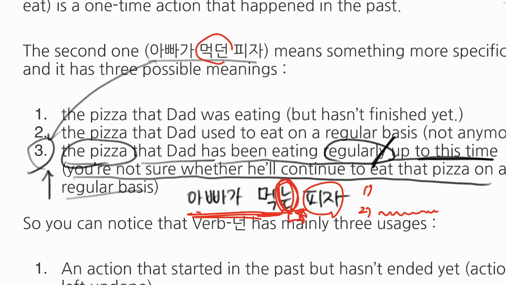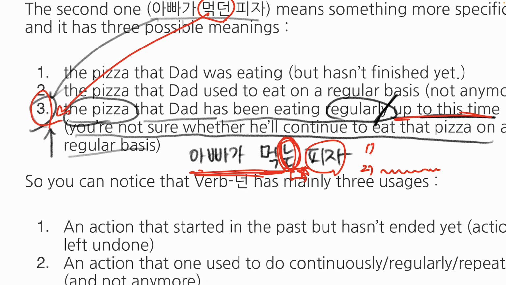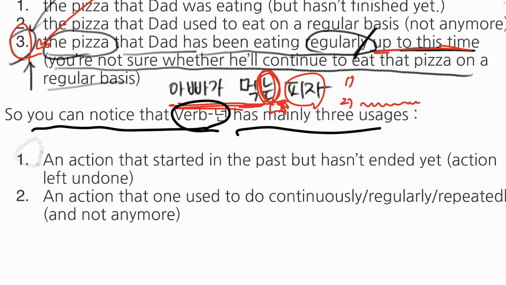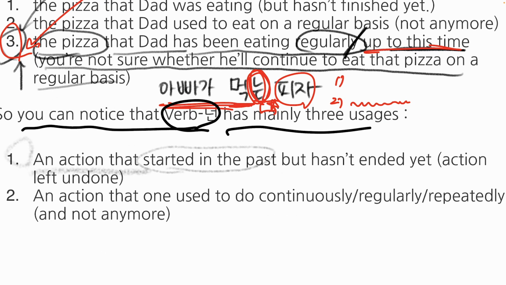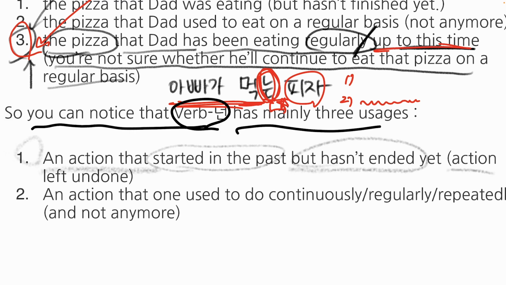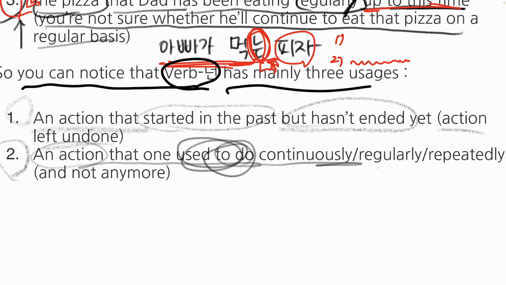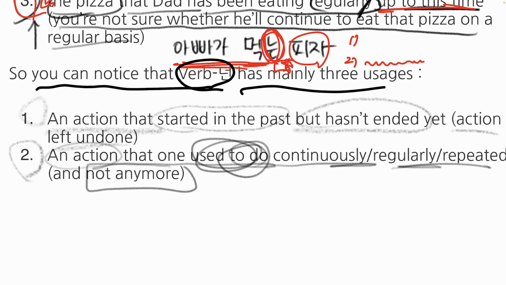But using 먹던 for its third meaning implies that you're not certain whether the action will continue, but at least as far as I know, he has been doing that up to this time. So from this, guys, you can notice that 던 has mainly three usages. The first one is an action that started in the past but hasn't ended yet, right? The action left undone. And the second one is an action that one used to do continuously, regularly, repeatedly, and not anymore.